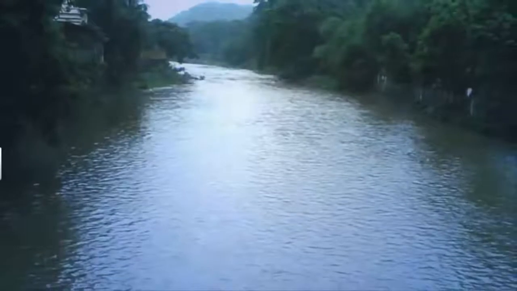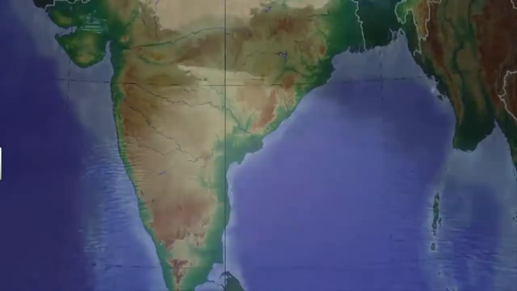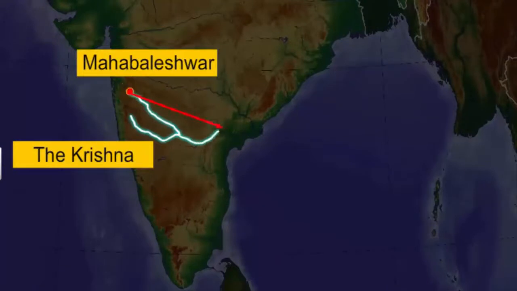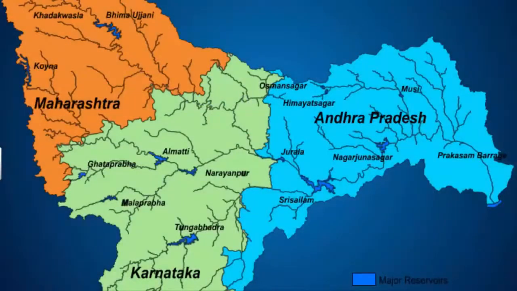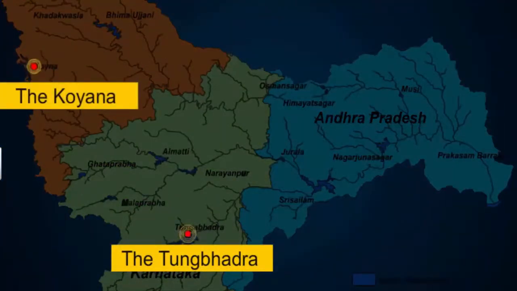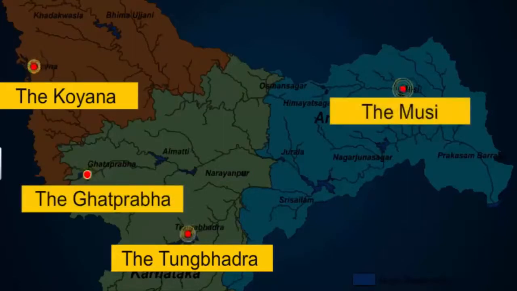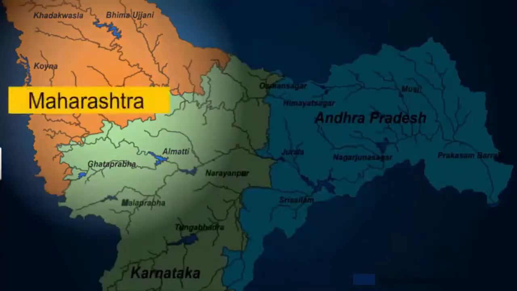The Krishna River is the second largest peninsular river. It originates in Mahabaleshwar and travels about 1,400 kilometers to reach the Bay of Bengal. The main tributaries are the Tungabhadra, the Koyana, the Ghat Prabha, the Musi, and the Bhima. Its drainage basin spans over Maharashtra, Karnataka, and Andhra Pradesh.